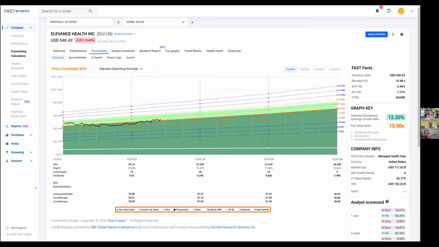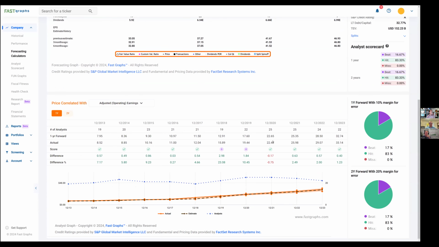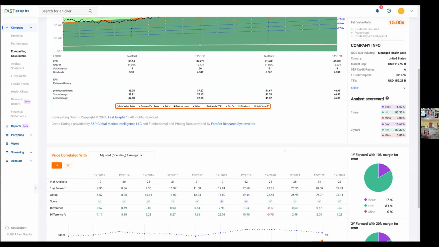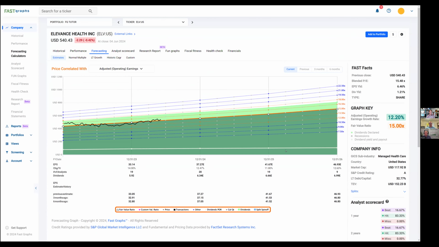But I never use a forecasting graph without simultaneously scrolling down into the analyst scorecard, because the analyst scorecard gives you insights into how accurate the analysts have been. Now, one of the common questions and complaints I get from people is that you rely too much on analyst estimates. One of the questions we had in the list here is: is FastGraphs forward looking or backward looking? And the answer is it's both. And it does an incredible job with both of those things.